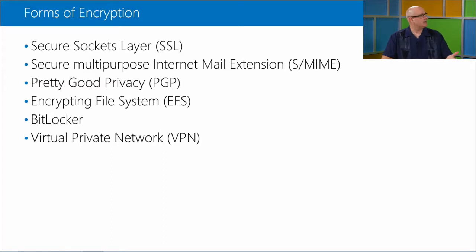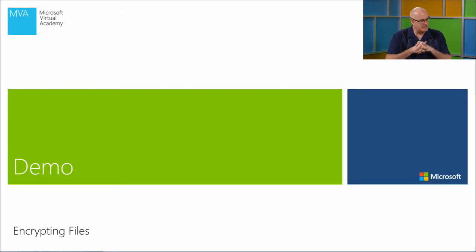For email, PGP for email files, basically data. Lots of things. Yep. Encrypting File System for a file system, BitLocker for a hard drive, and then VPN. VPN is for data over the network. We have a demo. We do indeed. To encrypt files over the network.